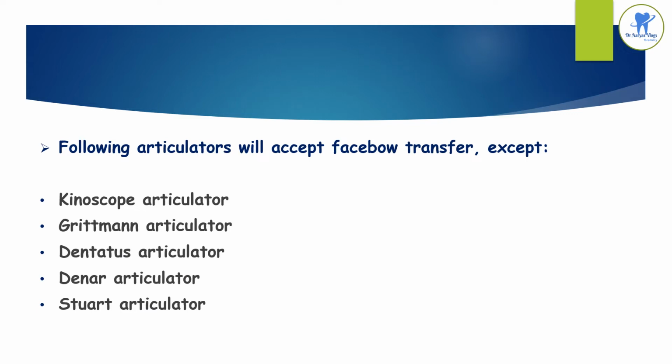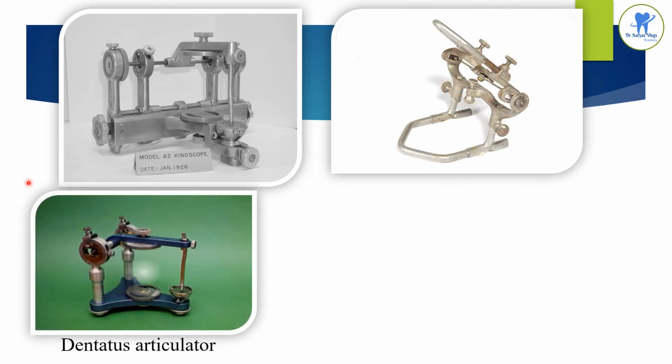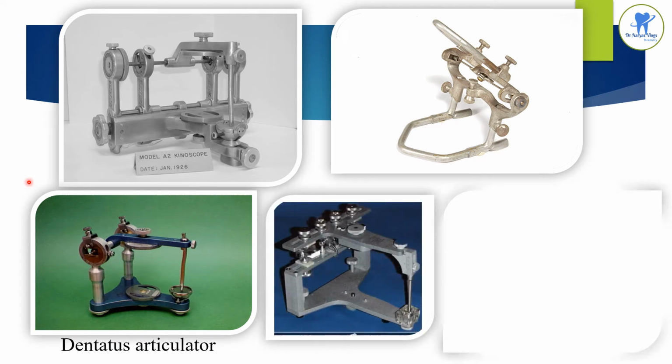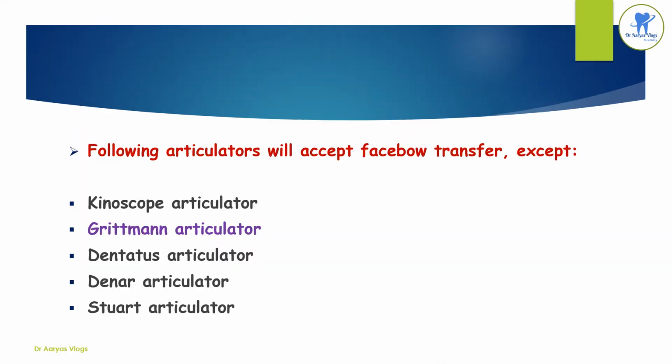The following articulators will accept face bow transfer except: Kinescope articulator, Gritchman articulator, Dentatus articulator, Dinar articulator, SWAT articulator. Which one is the answer? Which are the types of articulator? This one is the Kinescope articulator. Here it is the Gritchman articulator. This is the Dentatus articulator, SWAT articulator and the Dinar D5A articulator. So all the other articulators can accept the face bow transfer except the Gritchman articulator. So the answer is the Gritchman articulator. All others can accept face bow transfer.